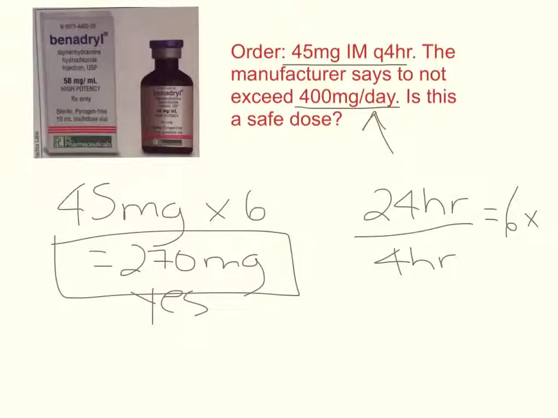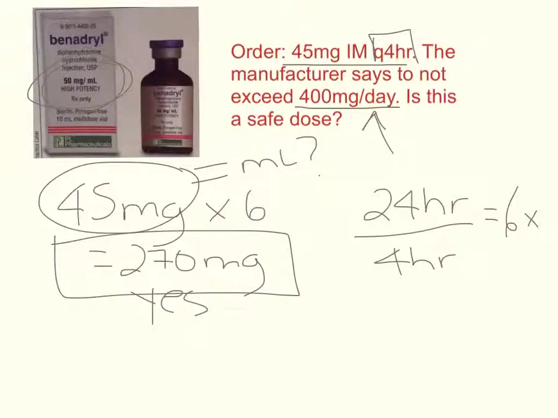Now, if we went a little bit further with this question and asked you how many milliliters you would be prescribing, whether for the total day, you would be using the 270 milligrams, or if it was just for one particular dose every 4 hours, you would then use that 45 milligrams. To determine the number of milliliters 45 milligrams is equivalent to, you would look to your label here to determine the strength, and the strength is 50 milligrams.